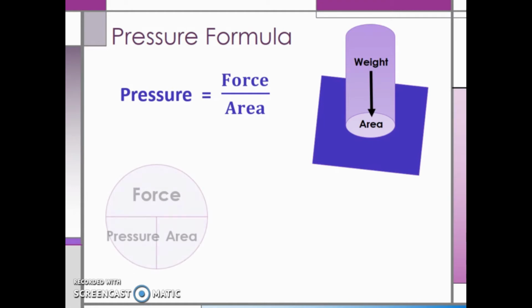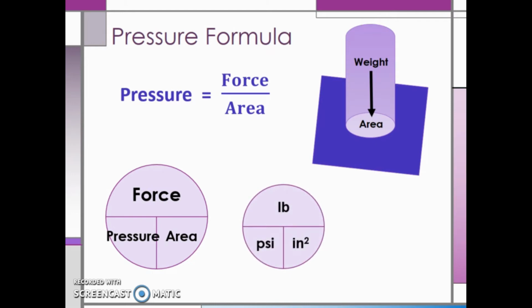Our equation circle for pressure looks like this. We have force on top and pressure and area on the bottom. Our English units for force will be pounds, pressure will be pounds per square inch or PSI, and the area will be square inches. The metric unit for force is newtons, pressure is pascals or newtons per square meter, and the area will be in square meters.